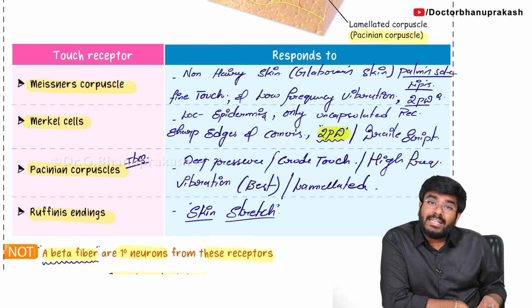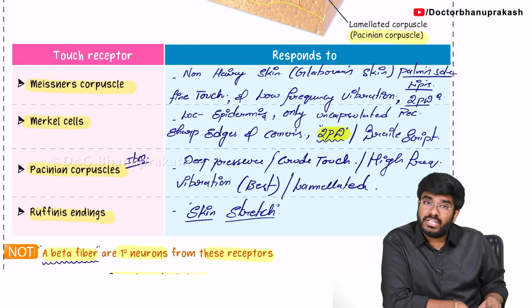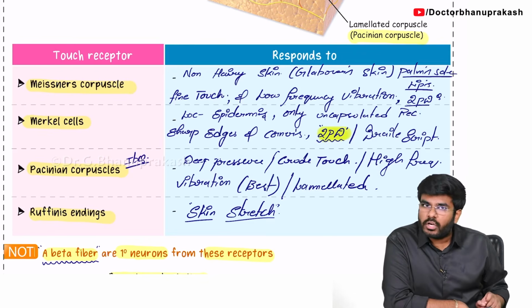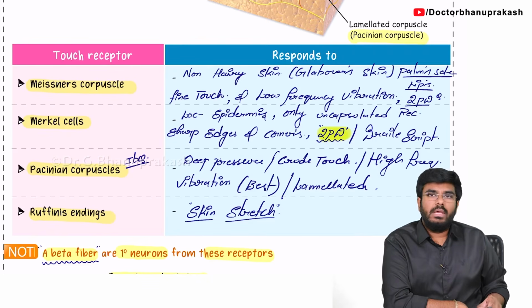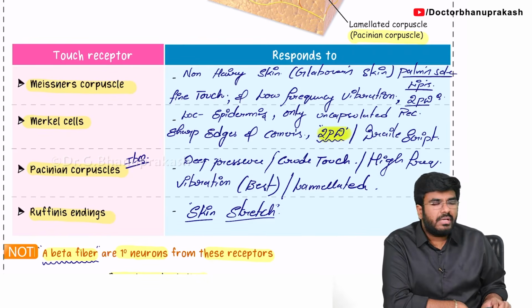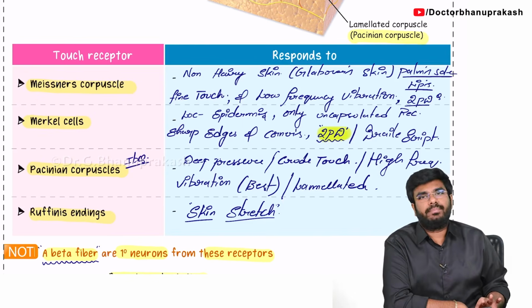Next, who is going to take the deep touch? Pacinian. Deep pressure, Pacinian. High frequency vibrations, Pacinian. Best receptor for vibratory sense, Pacinian. Skin stretch, Ruffini's. What are the first order neurons called? A beta fibers. These touch receptors can undergo fast adaptation as well as slow adaptation. Fast adapting are also called phasic and slow adapting are also called tonic. Examples: MR and MP. Okay, so that's it.